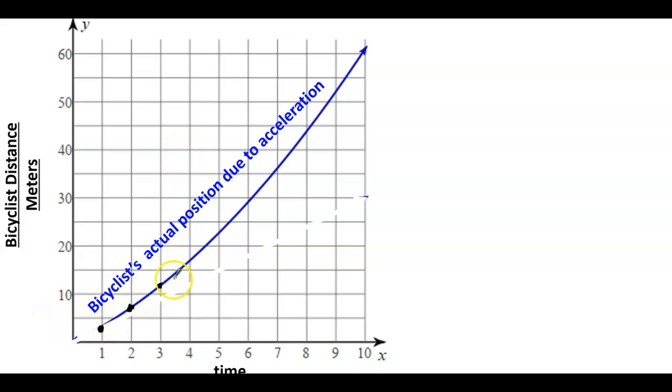The fact is, since she's going faster and faster, this is a curving line. It's bending up because every second we go, it goes a little bit higher than it did last time, which causes it to bend. All right? But we knew how fast she was going at the very beginning.